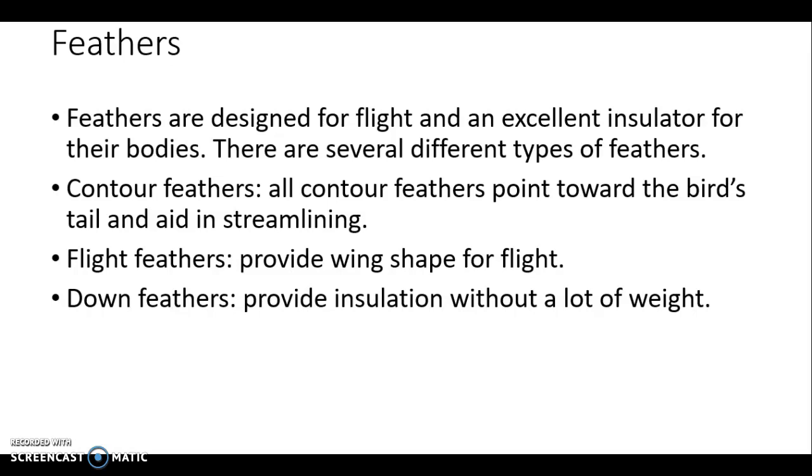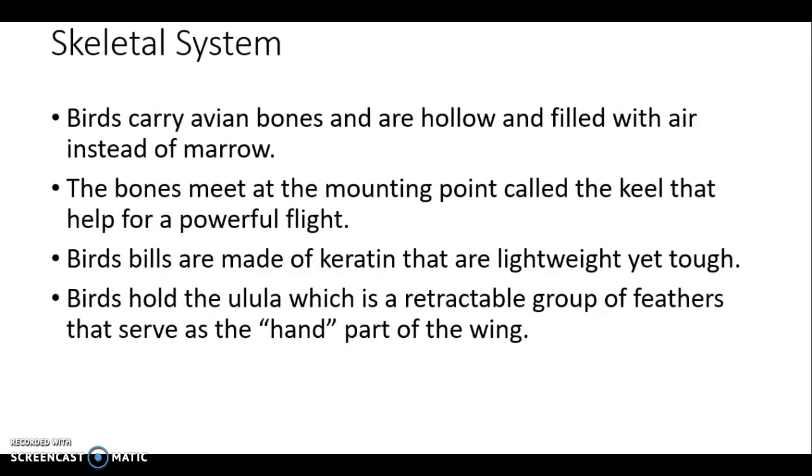So you can see the different feathers on page 345 and where they are actually on the wing of the bird. So you can see that we have secondary flight feathers and we have primary flight feathers. Secondary is more inward towards the muscle, and primary is one that's catching the wind later. Skeletal system. Birds carry avian bones and are hollow and filled with air instead of marrow.